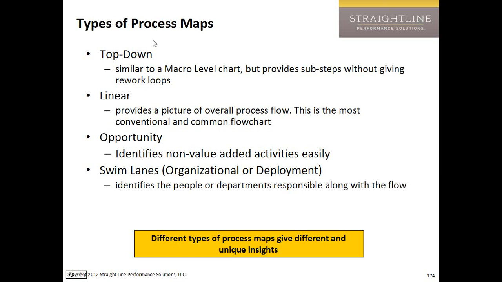But there's other types of process maps that may be more helpful. There's what's called a top-down process map. There's a linear process map, which will be similar to what we normally call a flow diagram or a flow chart. This is probably the most common and the most conventional. There's an opportunity flow chart, which often breaks things up into value-added, non-value-added. Sometimes that can be very helpful. Or happy path and exception. That's another way I think about it. And then finally, there's a swim lanes one.